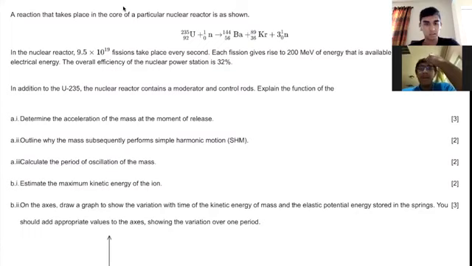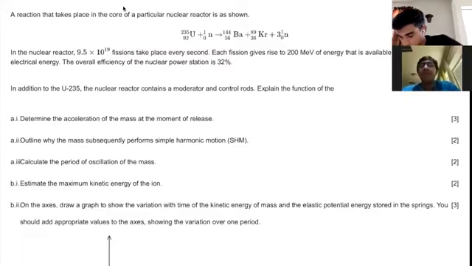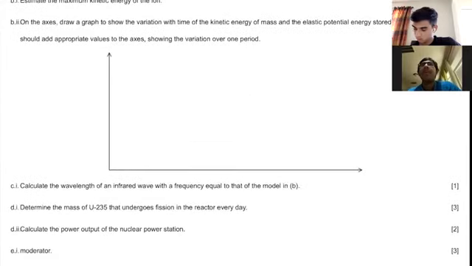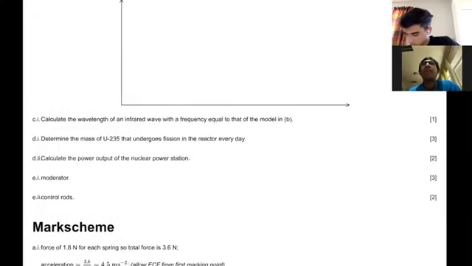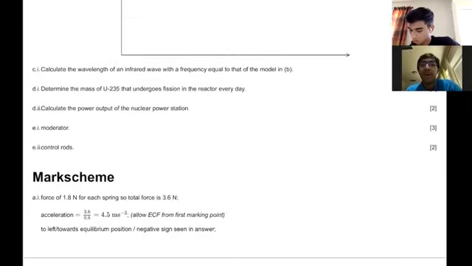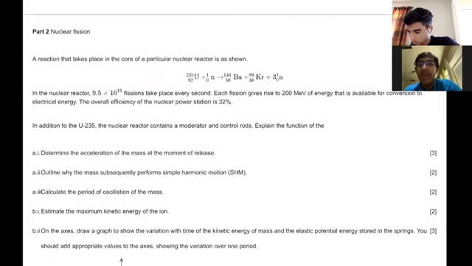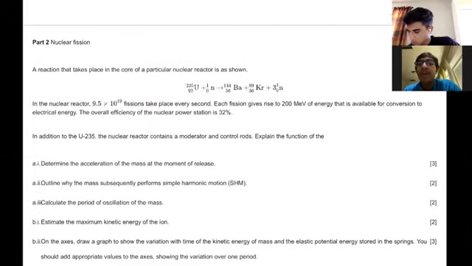Outline why the math. Oh wait, we haven't gone to the right question. Oh wait, it is right. A and B, all of those are for the first one, for the oscillation question. So we need to go down. Oh, part E. There we go. So it was asking for the function of the moderator and the control rod in part E. And then I think D and E go with this question. They just broke it up weird.